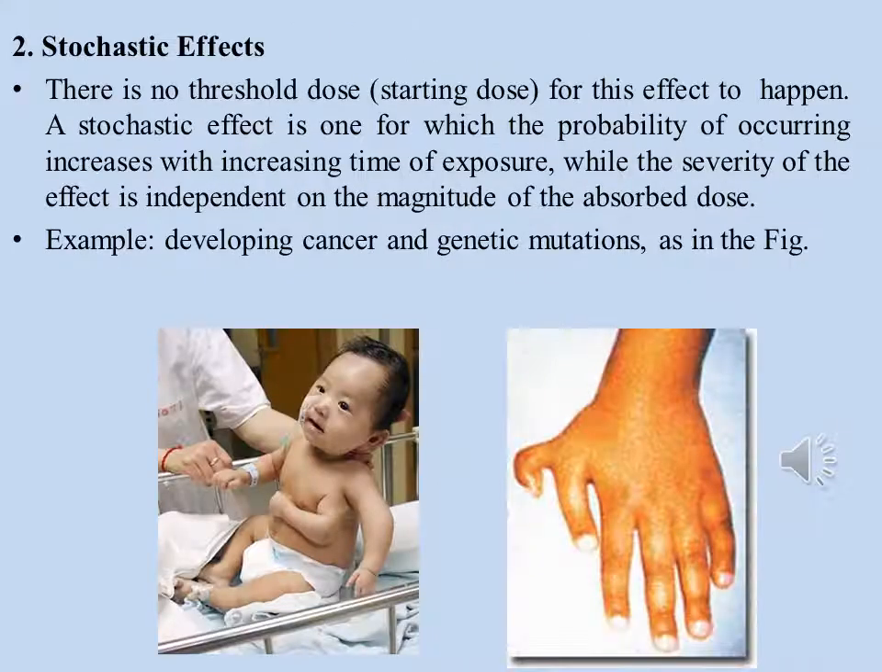2. Stochastic effects. There is no threshold dose, no starting dose, for this effect to happen. A stochastic effect is one for which the probability of occurring increases with increasing time of exposure, while the severity of the effect is independent of the magnitude of the absorbed dose. Example, developing cancer and genetic mutations, as in the figure.